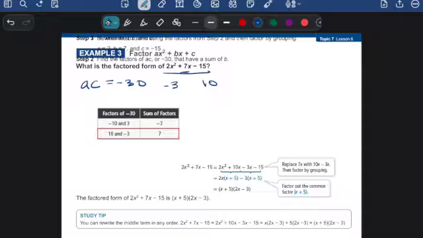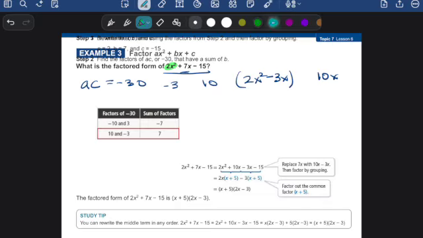And then each of those becomes a linear term. I'm going to move it on over here. 3x and 10x, and then pair up the first linear term with the first term, the quadratic term. So I'm going to have 2x squared. We're going to factor that, and then pair the constant with the second linear term, so it'll be minus 15. We're going to factor that.